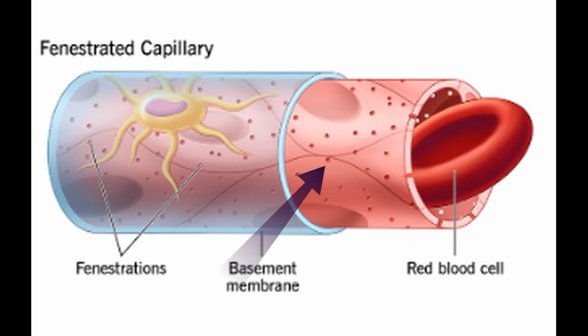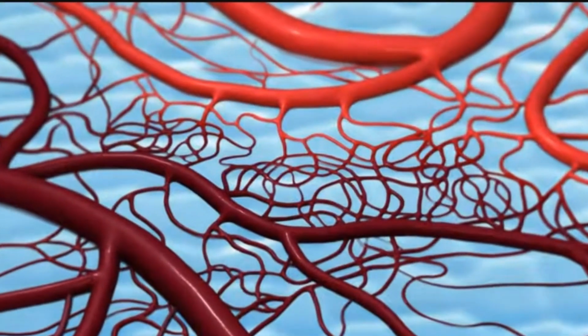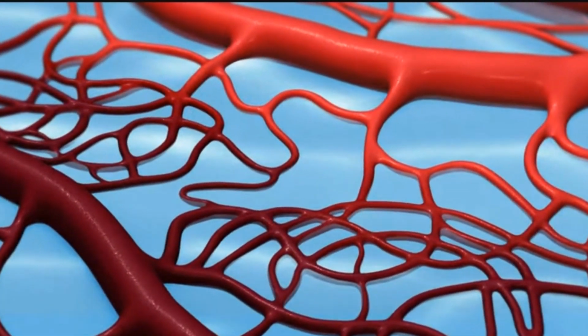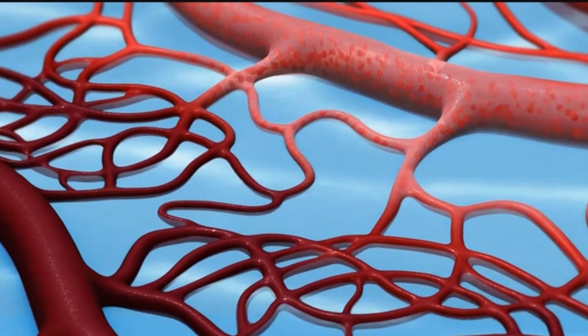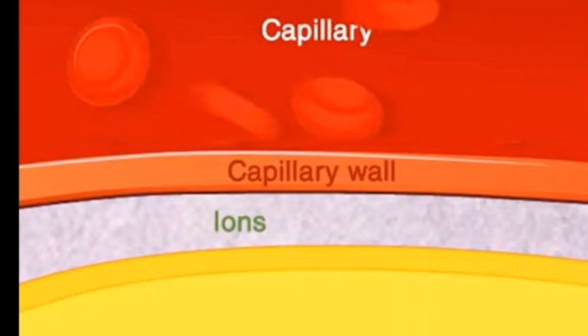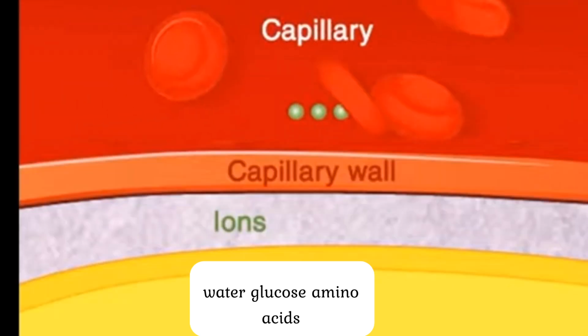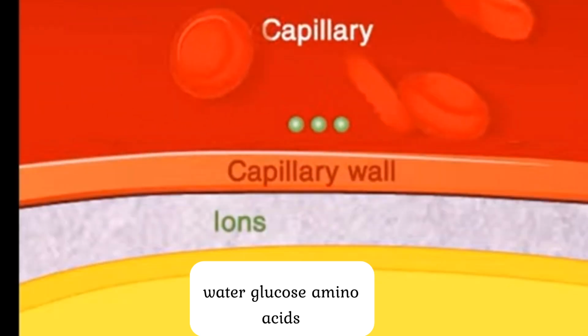Small pores or clefts between the endothelial cells allow water-soluble substances to pass. Blood flow is regulated by contraction and relaxation of arterioles and precapillary sphincters. Lipid-soluble substances like oxygen and carbon dioxide diffuse freely across endothelial cell membranes. Small water-soluble substances such as water, glucose, and amino acids pass through the clefts between endothelial cells.